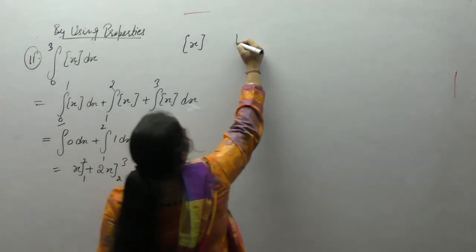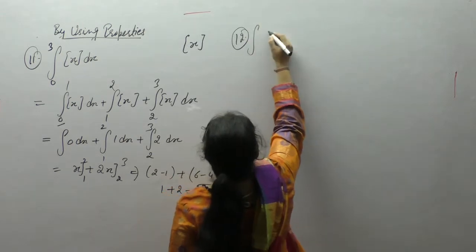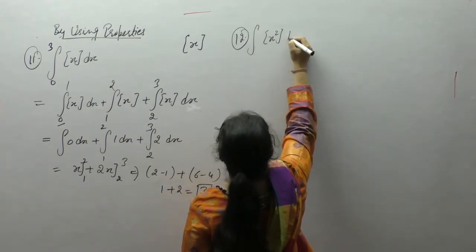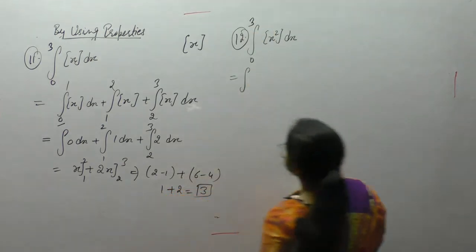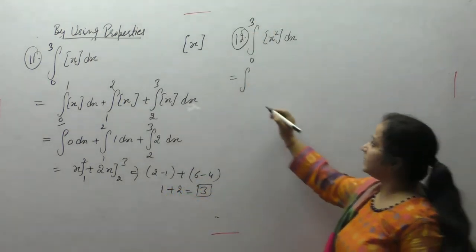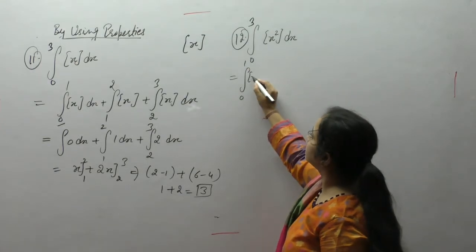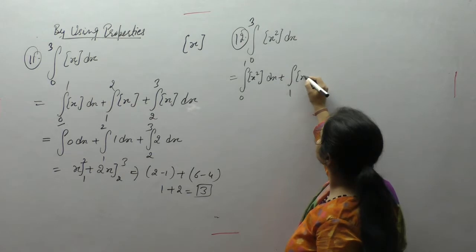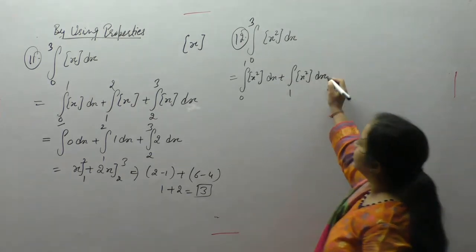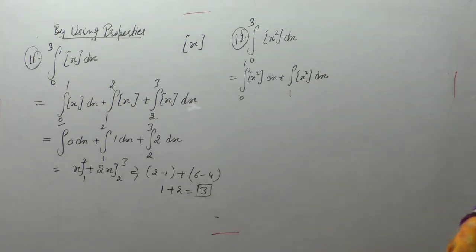Next is integral of greatest integer x square dx, going from 0 to 3. First interval will go 0 to 1, because we have x square here and the limit is 0 to 3.